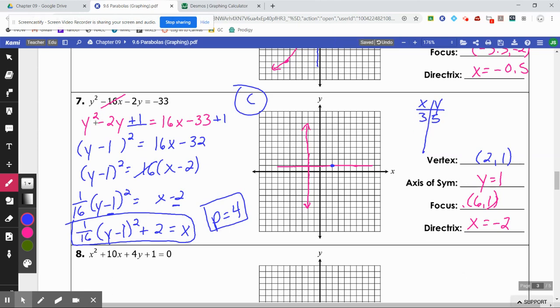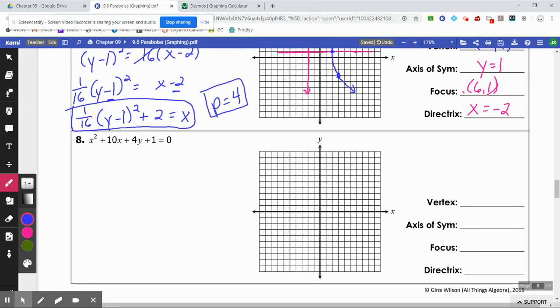So when I plug in 1, 2, 3, I get 1, 2, 3, 4, 5. Using the axis of symmetry, that is 4 units away. So let's go down 4 units, and that's going to give me another point. So my parabola is going to be fairly wide, shaped right there. It looks something like that.